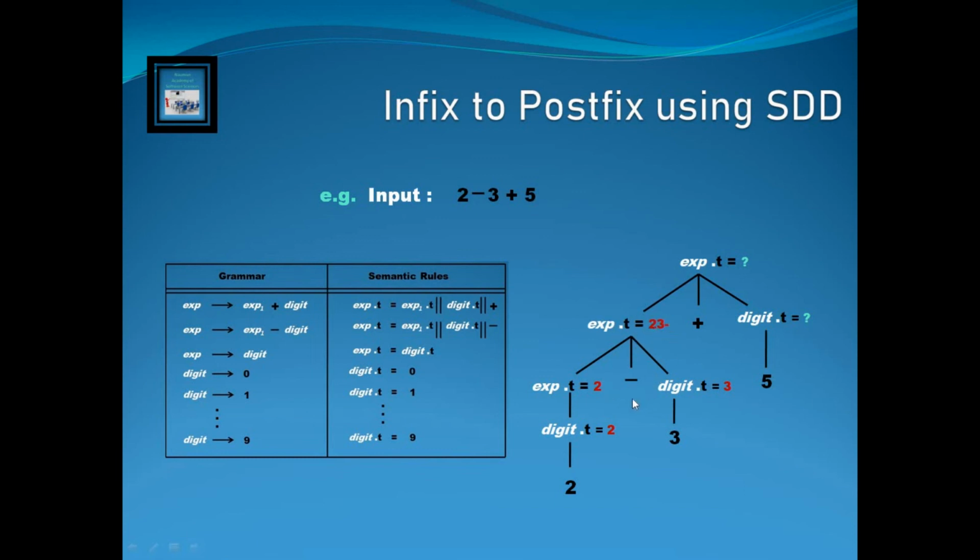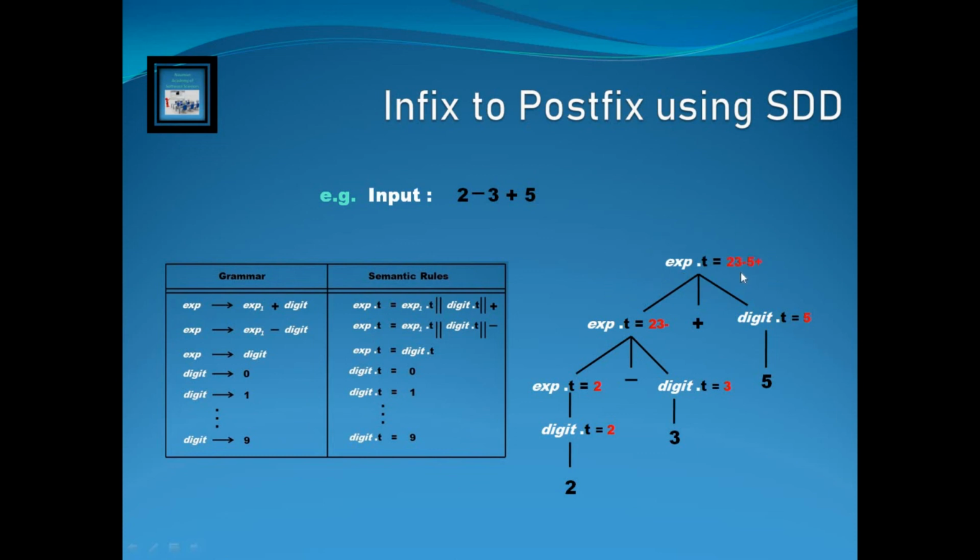Then, in order to evaluate this main expression's postfix form, we already evaluated its left child, and now we are going to evaluate its right child's attribute. The right child is digit, and here the production digit can have the form of 5 is used, so digit dot t is equal to 5. Now we can evaluate this main expression's postfix form, which is the ultimate goal.